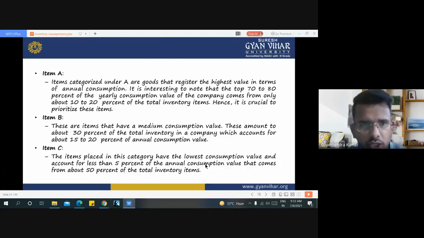Hence, it is crucial to prioritize these items. Items B are the items that have a moderate consumption value. These amount up to 30% of the total inventory in a company, which accounts for about 15 to 20% of annual consumption value. Items in category C have the lowest consumption value, accounting for less than 5% of the total annual consumption with respect to the total inventory cost, and they make up about 50% of the total inventory items.